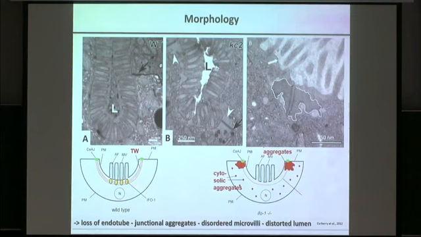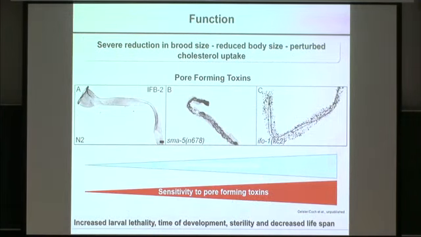So we have these structural alterations, but we can also use this system to correlate this with functional disturbances and perturbations. What we see is that this has severe implications for body size, apparently reduced uptake of food, reduction in brood size, and we also very recently know that cholesterol uptake is perturbed.